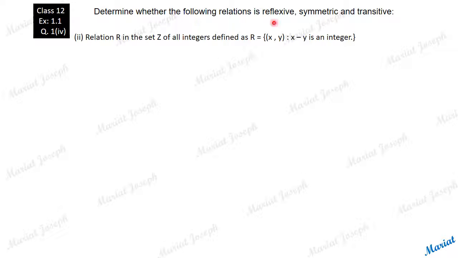Determine whether the following relation is reflexive, symmetric, and transitive. Relation R in the set Z of integers defined as R is equal to the set of all ordered pairs (x, y) such that x minus y is an integer. This time we are given the set Z, the set of all integers, and the relation is defined with this condition: those ordered pairs whose elements x and y, the difference is an integer.